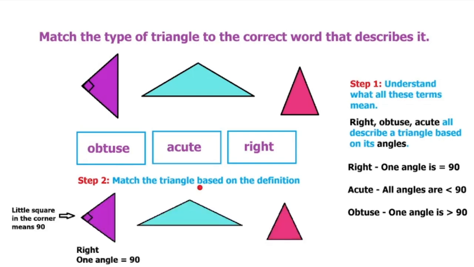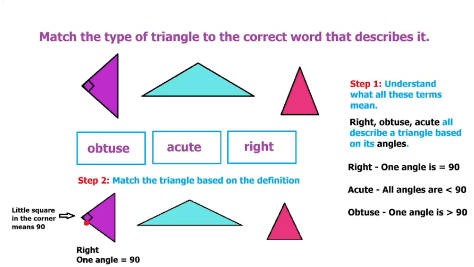So this triangle is a right angle triangle. One angle is 90 degrees. This little square in the corner means 90 degrees. Okay, and it's exactly like the corner of a box, right? Exactly square or exactly perfect, right?